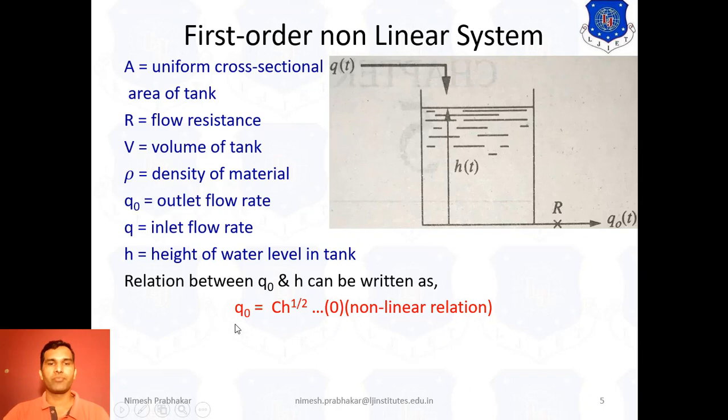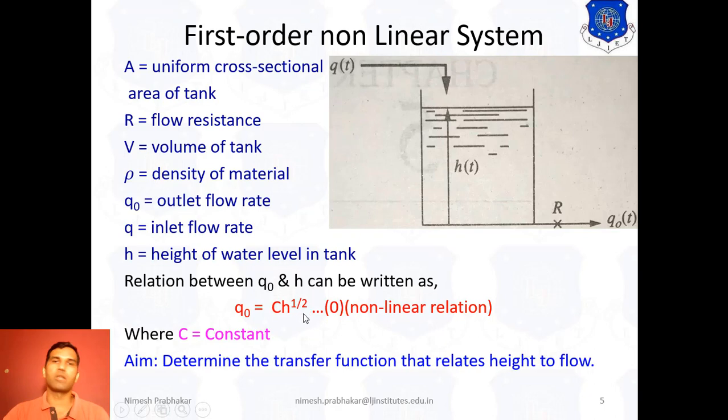In the previous lecture we discussed the linear relation. In that, Q0 is equal to H by R. That means H and Q0 are linearly proportional. But here Q0 and H do not satisfy the linear property. Here Q0 is proportional to the square root of H, and C represents a constant.